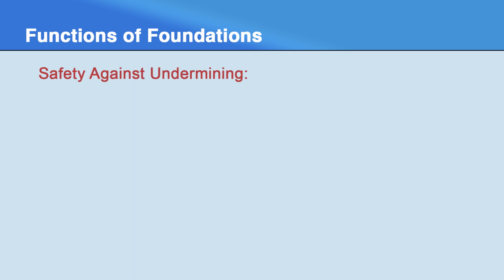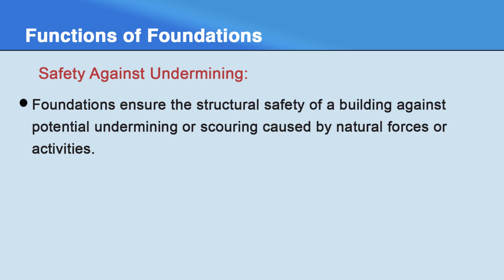The next is safety against undermining. Foundations ensure the structural safety of the building against potential undermining or scouring caused by natural forces or activities. For example, burrowing animals or flood waters can erode the soil around the foundations, leading to a loss of support and potential collapse.